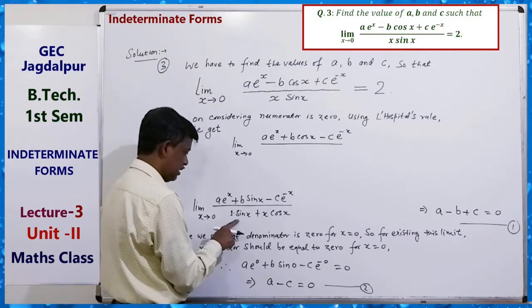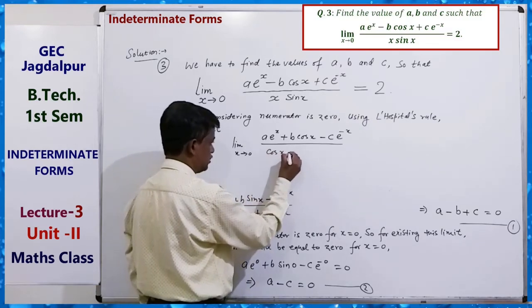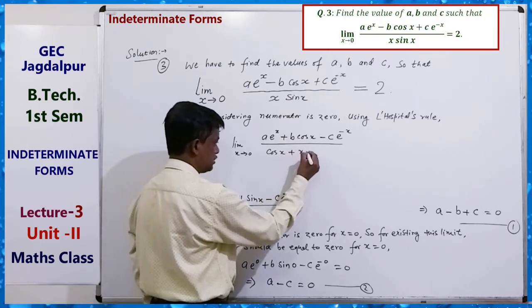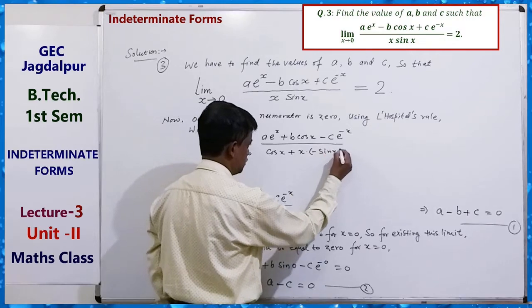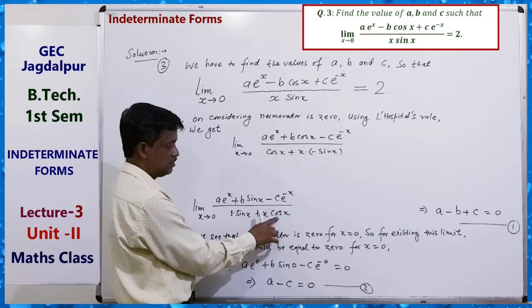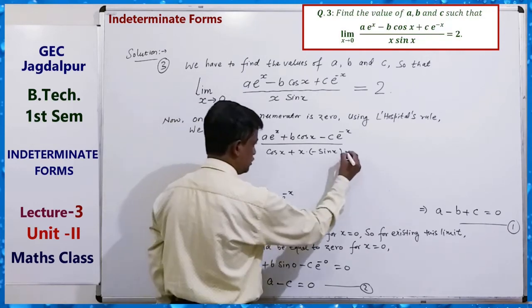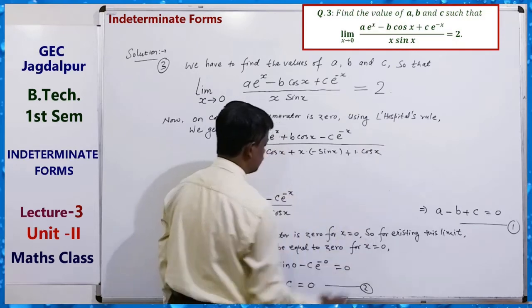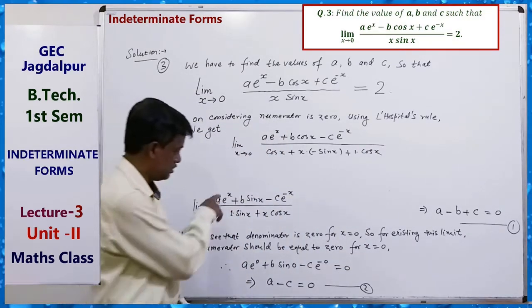Clear? Here sin x cos x, product of two functions, so plus x into minus sin x. Just taking the first function and the differentiation of this is minus, and then x, 1, so 1 into cos x. Just we have to differentiate numerator and denominator by L'Hospital in this, considering this is 0.